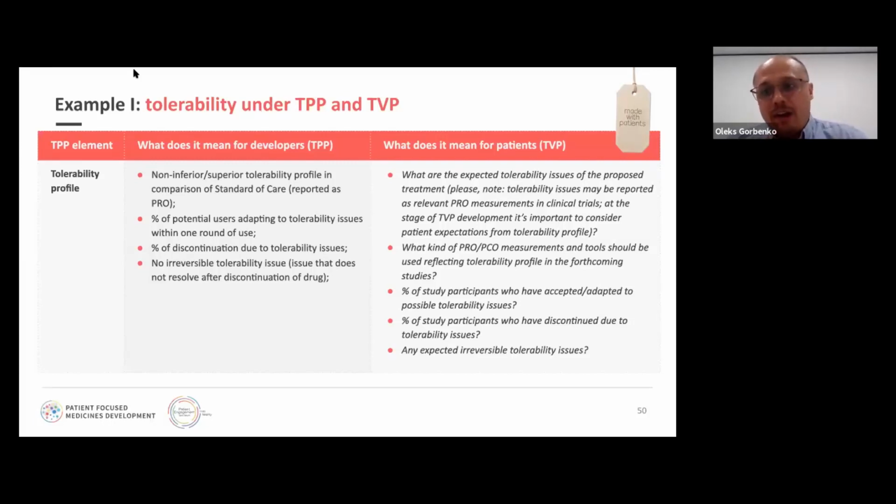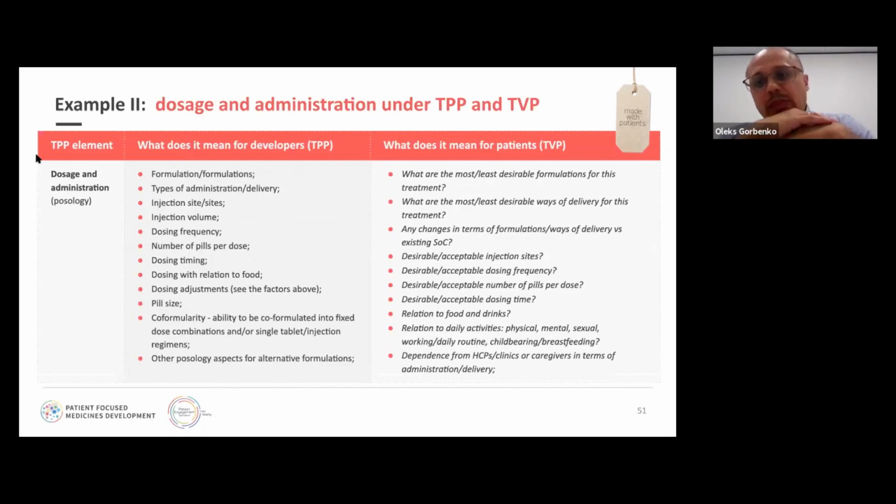These are 100% specific questions for patients. And what are expected tolerability issues? So actually, it's more open questions, more open informal discussions about value profile. But having answers to these questions, we can very successfully feed into the target product profile and have a navigation tool for our researchers. And for the second example, I pass the floor to Marilyn.